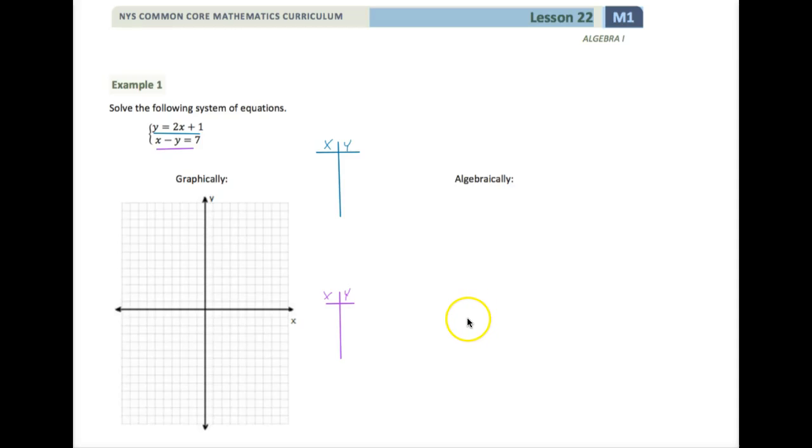Student page 122. Solve the following system of equations. y equals 2x plus 1 and x minus y equals 7. We've been asked to do it first graphically, then algebraically.